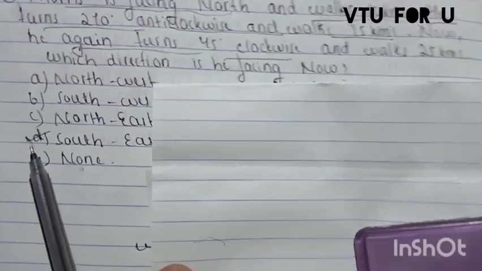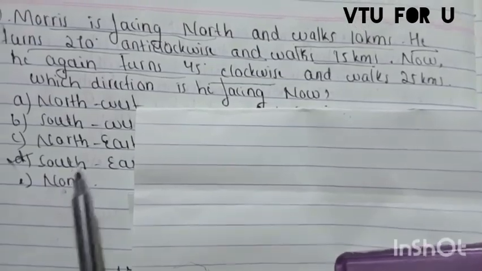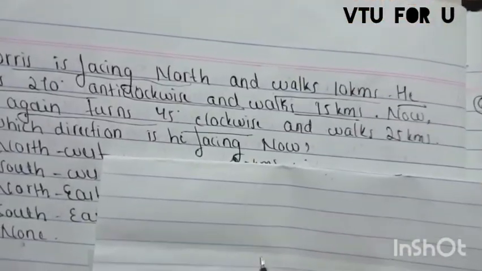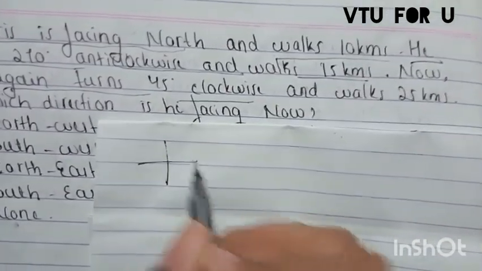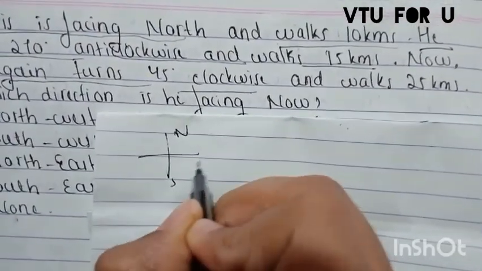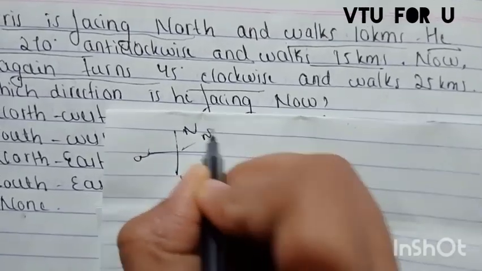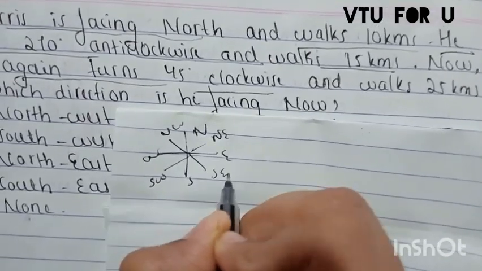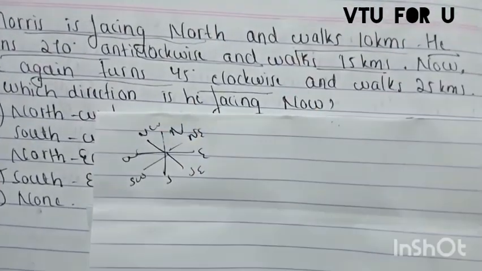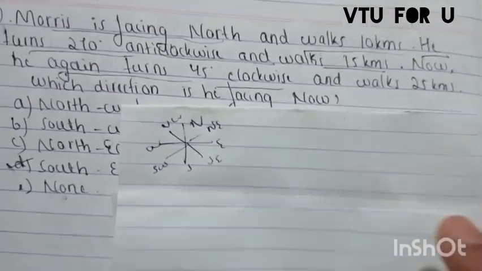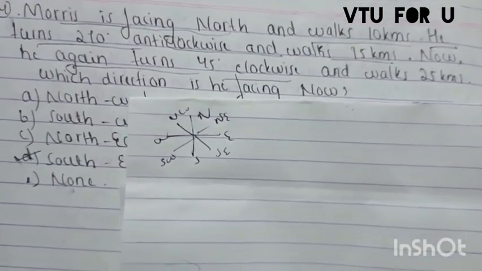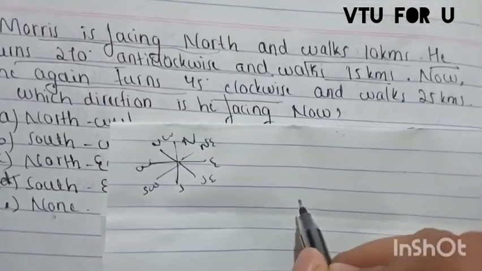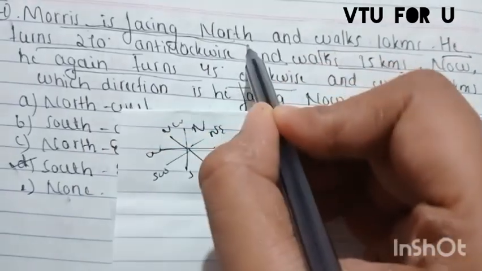Here I have marked the answer already by mistake, so please don't mind. The most important thing we should know is this is north, south, east, west, this is northeast, this is northwest, this is southwest, and this is southeast. Learn these in a shorter and faster way, because this plays a very important role in solving.